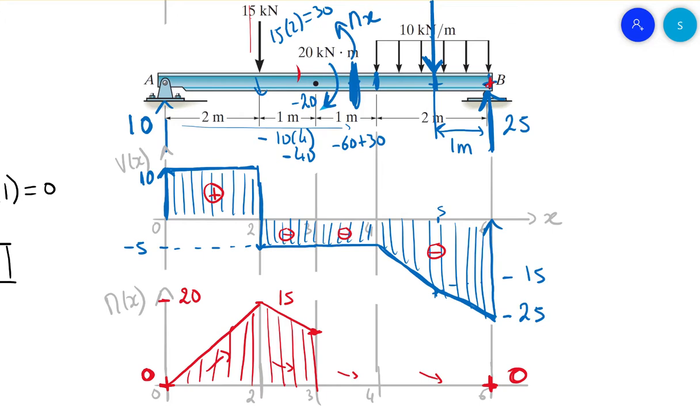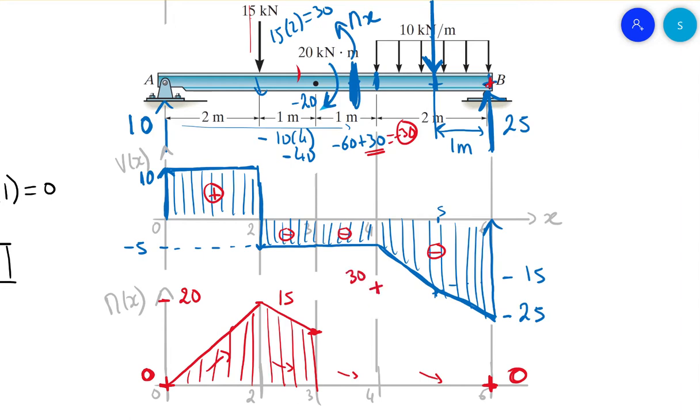So we need to increase. I do have 35. What did I miss? 15 times 2, 30, and 10 times 4. Oh, okay, so we will be at 30. So minus times 30 is equal to minus 30, so plus 30 there. So we will be at 30 at 4. It should be at 30 at 4.